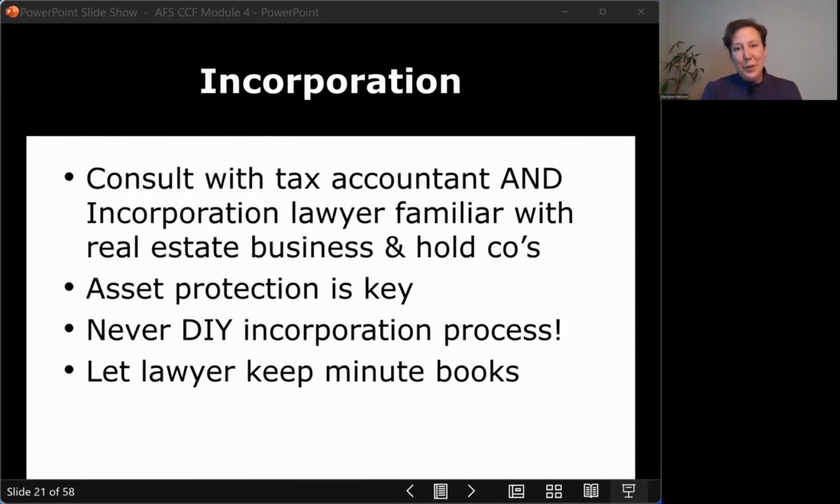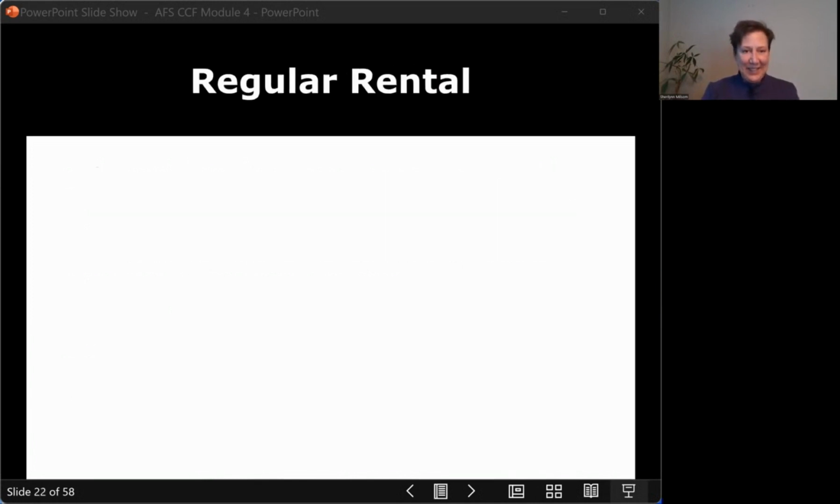And if you do incorporate, let your lawyer keep your minute books and your corporate seal and file your annual returns and do all of that. It only costs, I think, $300 and some a year for each corporation for the lawyer to keep all of that for us and file the annual reports. And then I don't have to think about it. That's the way I like it.